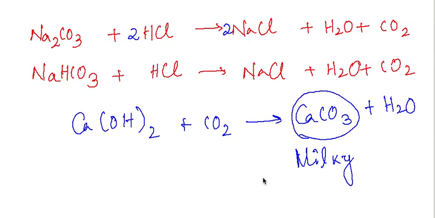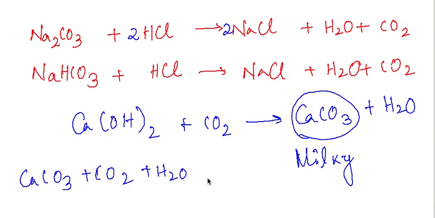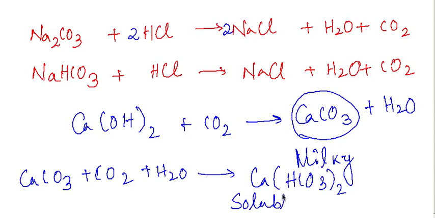Now if you pass excess of carbon dioxide into it, what happens? Calcium carbonate plus carbon dioxide plus water is already there. It forms calcium hydrogen carbonate. Alright, now this calcium hydrogen carbonate is soluble in water. And the solution that we have contains water. That's why the milkiness of this solution will disappear.